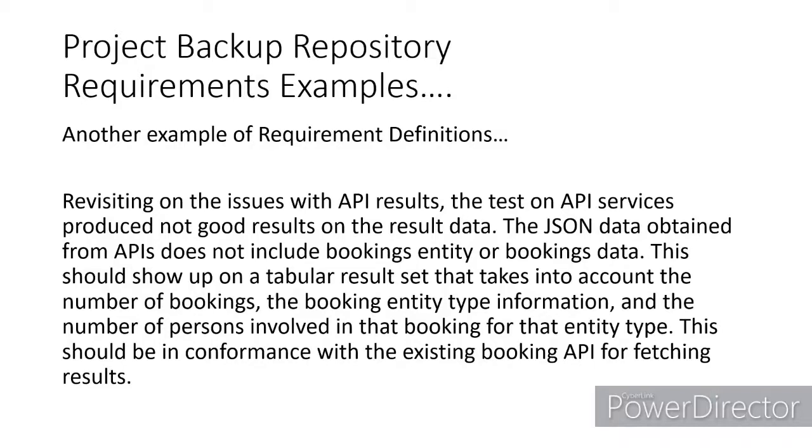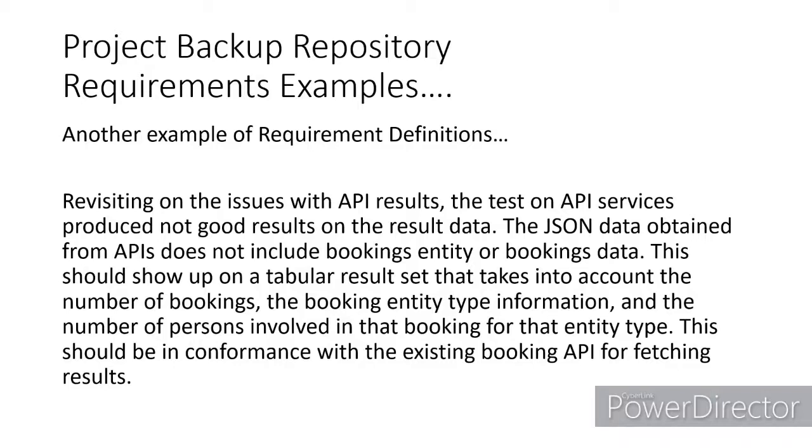Here is another example of resolution. It focuses on API requests sent and JSON data retrieved. The requirements text goes like this. Revisiting the issues with API results. The test on API services produced not good results on result data. The JSON data obtained from APIs does not include bookings entity or bookings data.